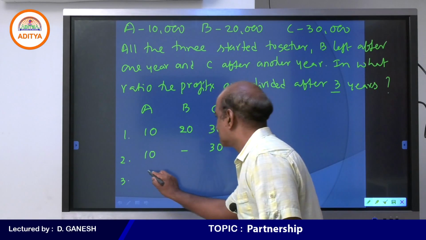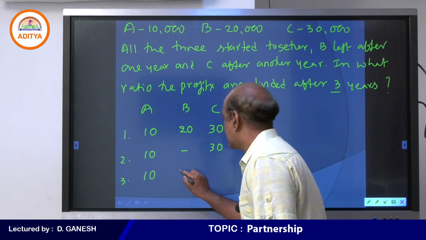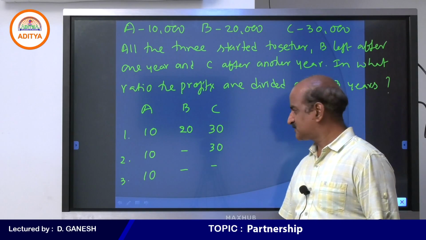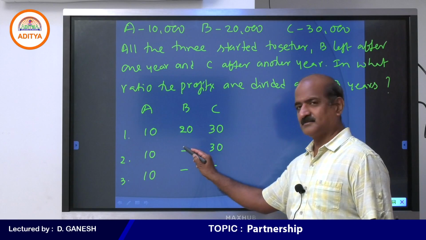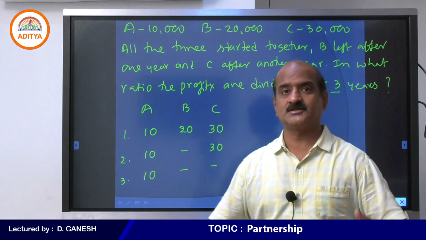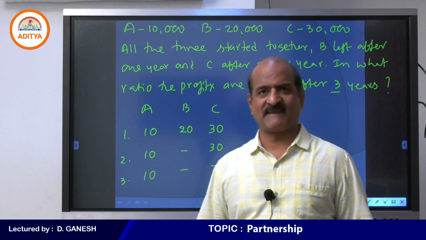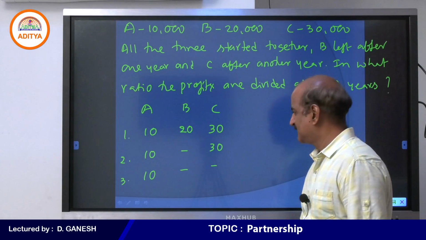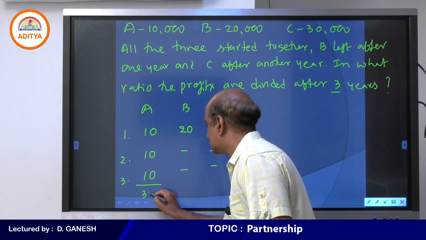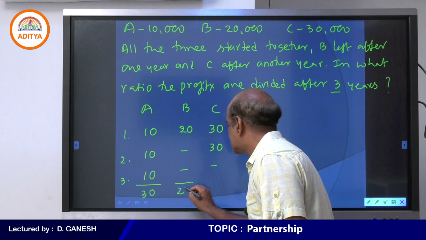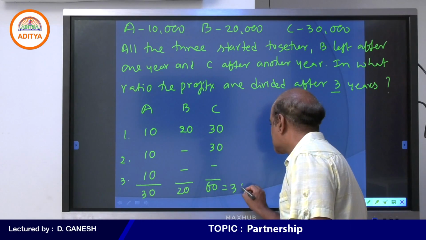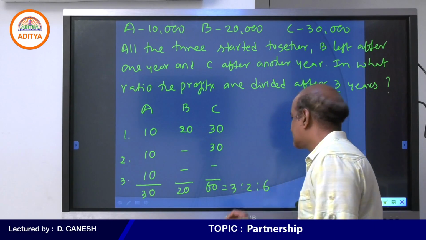Third year, B is anyway not there. Now C is also not there. Student, B left after 1 year. C after another year. So C left in third year. I hope you understand this. Therefore, after 3 years, it is 30, it is 20, and it is 60. Therefore, 3 is to 2 is to 6.